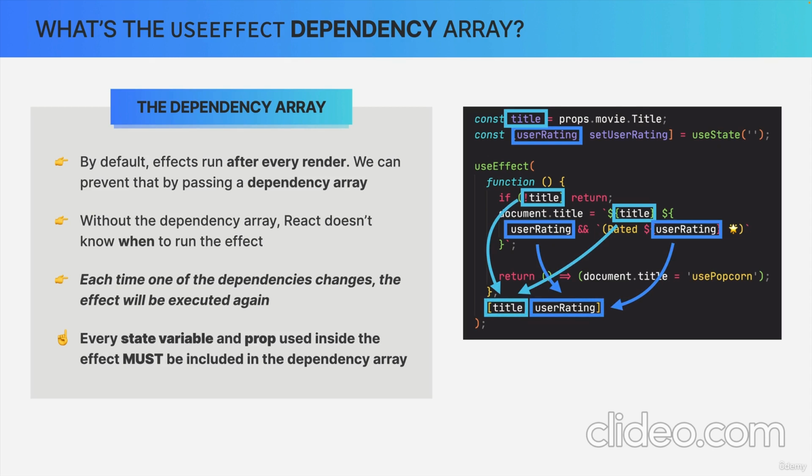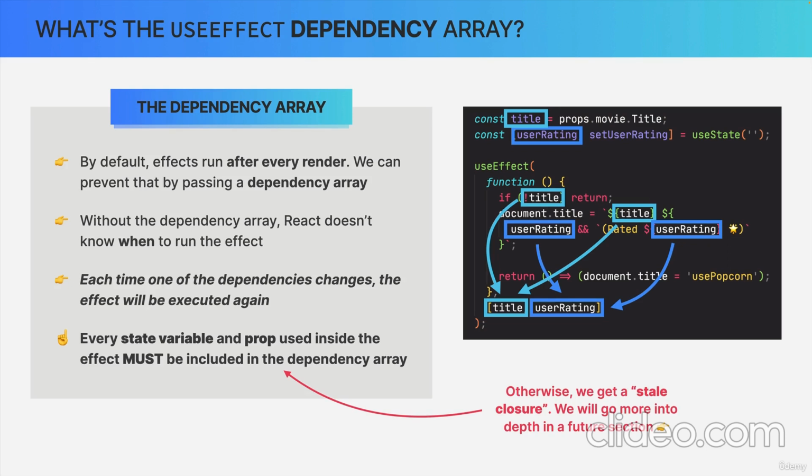So the effect function depends on these variables to do its work, and therefore we need to tell React about them. Otherwise, if the title or the user rating changes, React will not know about this change, and therefore it won't be able to re-execute the effect code. And this will then lead to a bug called stale closure. And we will talk about what a stale closure is, and also about some more rules for the dependency array in a later, more advanced section.